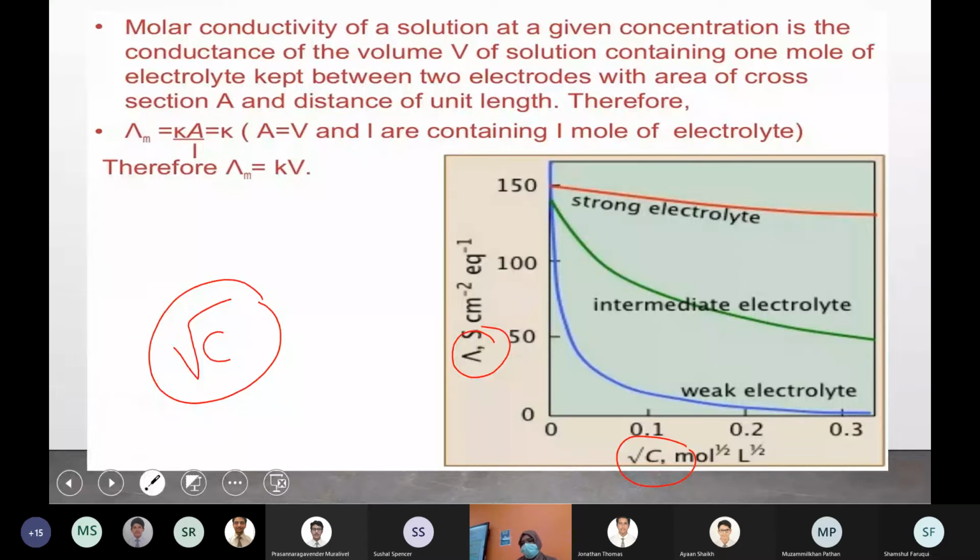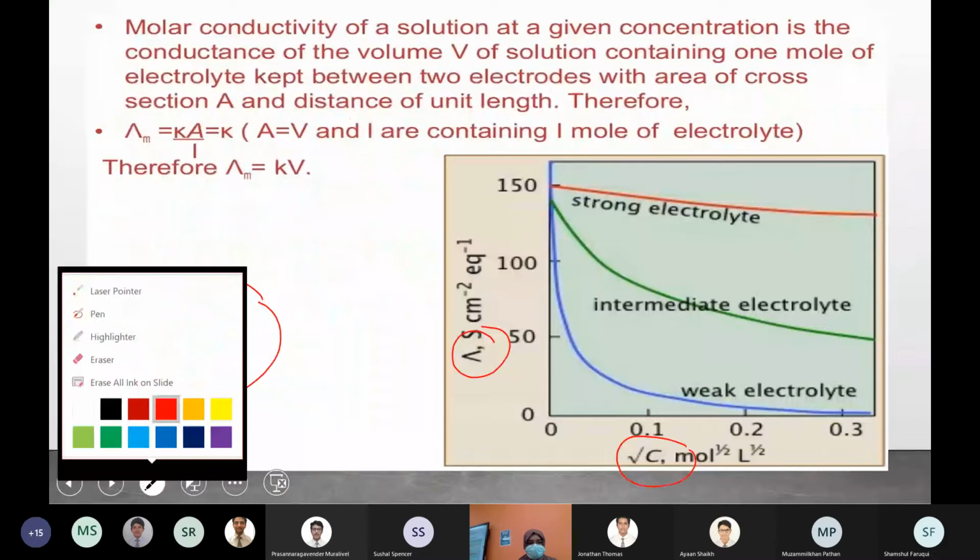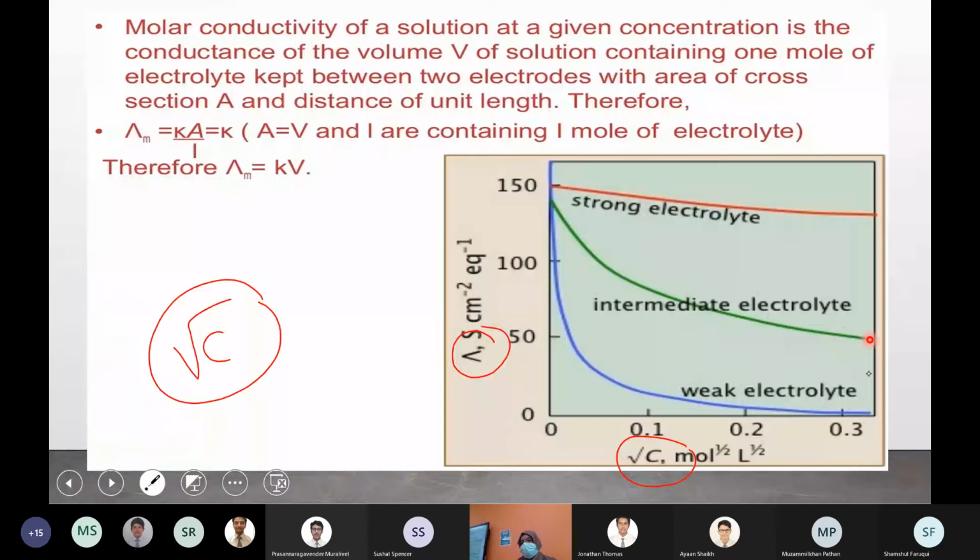Here you can see this is the high concentration, and as you decrease the concentration, you are diluting. So when the concentration decreases, you can see the molar conductivity value is increasing for everything, whether it's strong or intermediate. When the concentration decreases, molar conductivity increases. Here also the same thing: concentration decreasing, molar conductivity increasing.